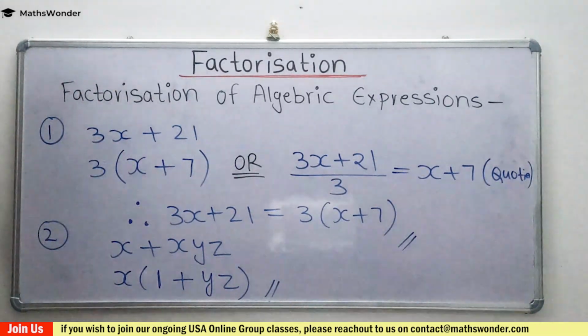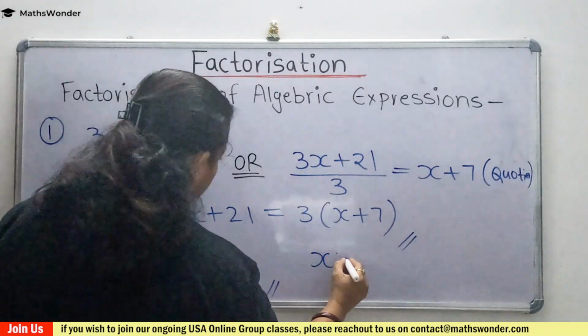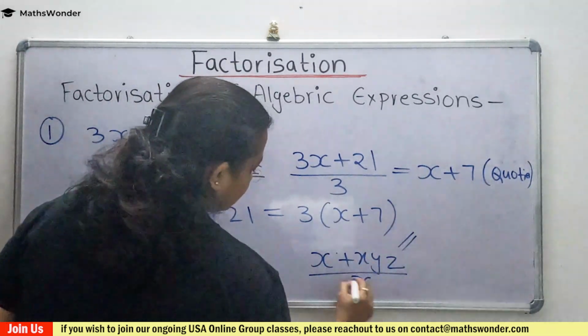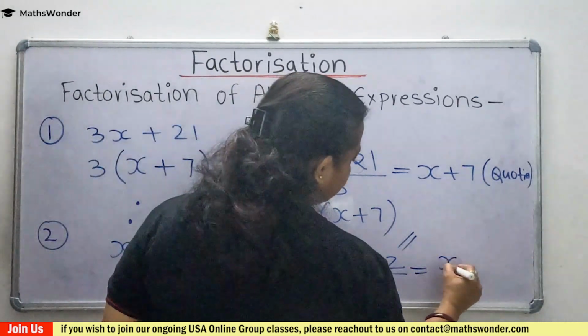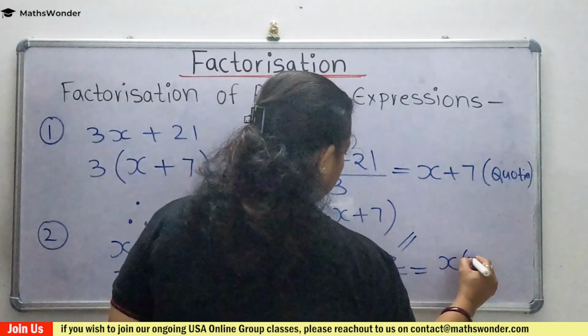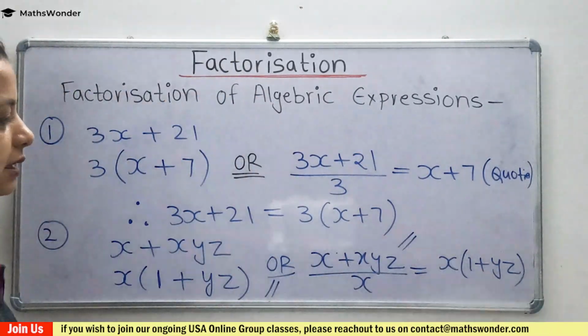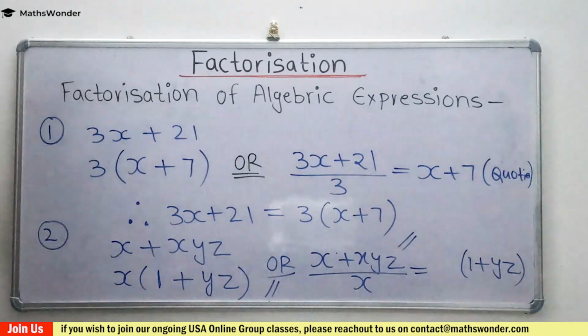Okay, this is your quotient. Understood? 1 plus yz. Or you can write it in this way also: x plus xyz over x. So when you write it like this, this will become x times 1 plus yz. X is already here, so you can write it only this way. So there are 2 ways of writing it.